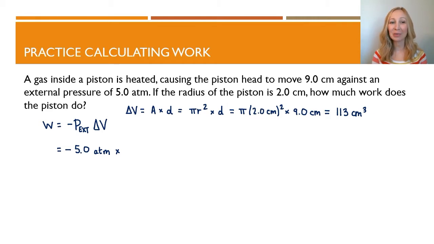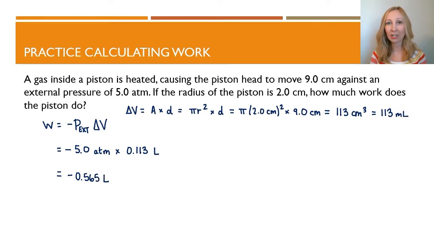We still don't have units of liters yet. We want units of liters. Just as a reminder, 113 cubic centimeters is equal to 113 milliliters. So we have 0.113 liters as our change in volume. So if we multiply this all out, we get negative 5 atmospheres times 0.113 liters, and we get negative 0.565 atmosphere liters or liter atmospheres.